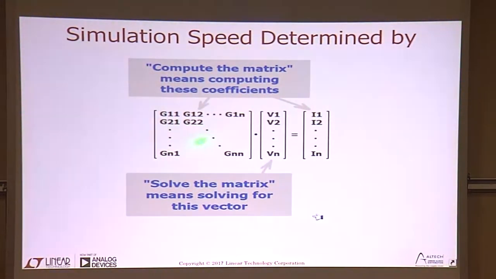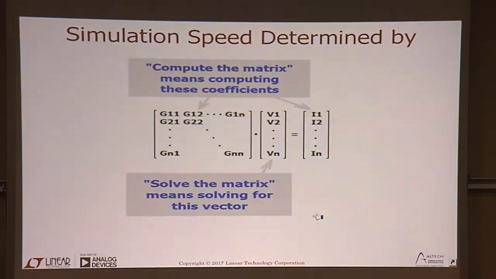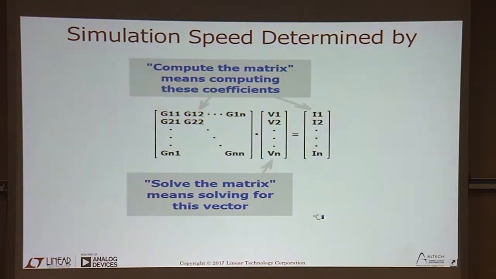So these are the Norton equivalent circuits, all those conductivities and all those currents. It basically comes down to how fast you can linearize all the transcendentals of your IV curves of your semiconductors. That's what computing the matrix does. And once you've set up the matrix, you have to solve it, okay?